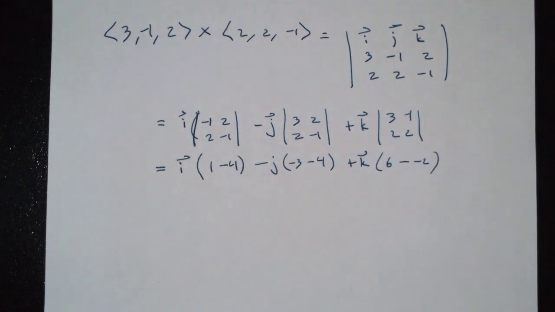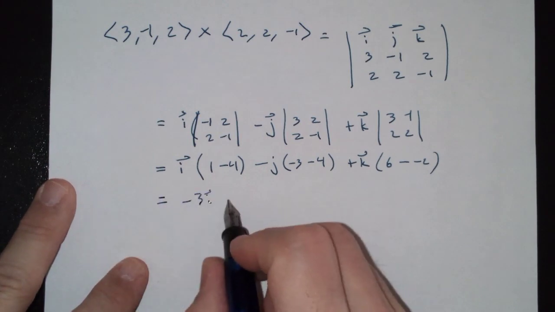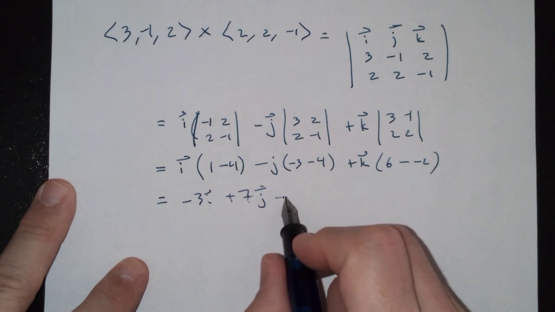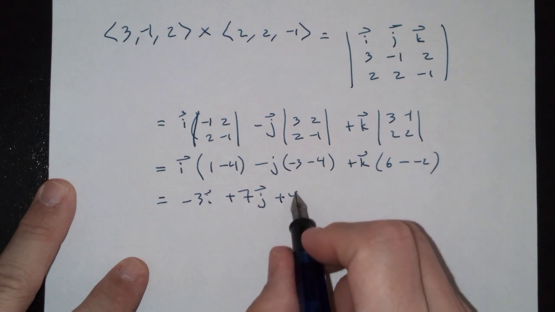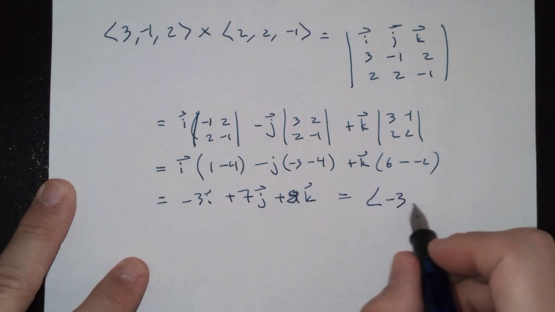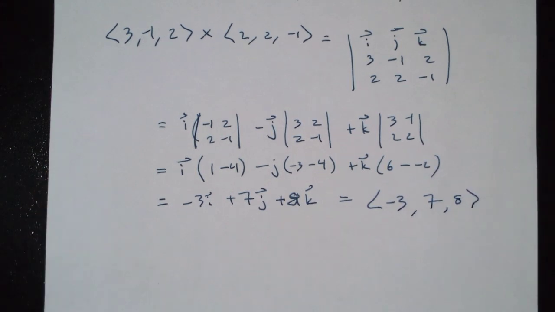Now here's your choice. Do you want to leave this in ijk? Because then we can write minus 3i plus 7j plus 8k, or we could put it right back in components. Ta-da!